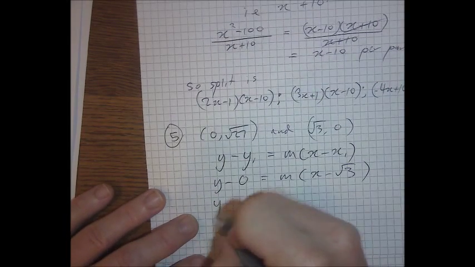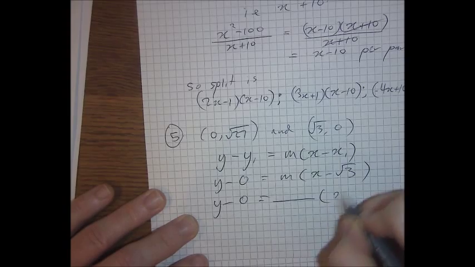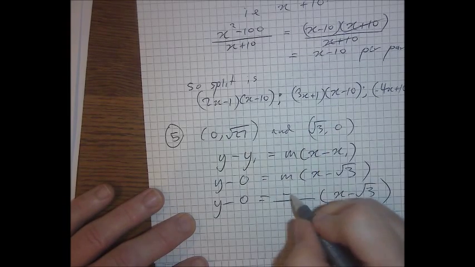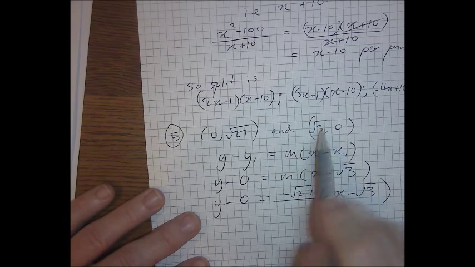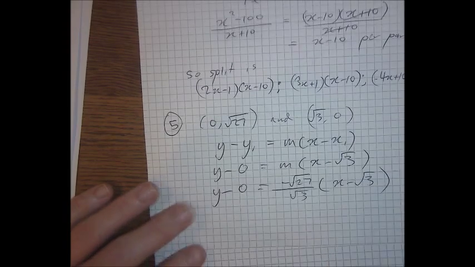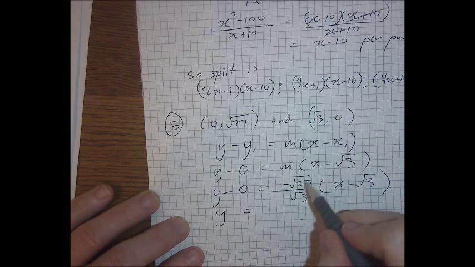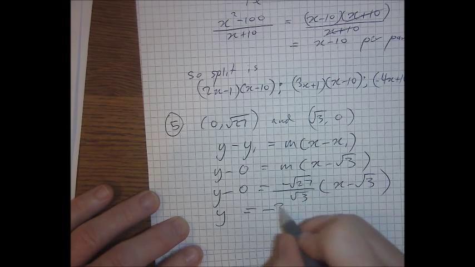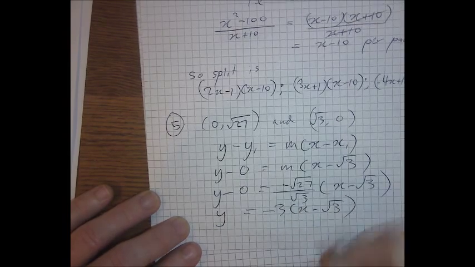The formula gives you a fraction. Top of the fraction is this minus this, the y coordinates. Bottom of the fraction is this minus this, the x coordinates. So simplifying, that's root 27 divided by root 3, that's root 9, which is 3, so it's negative 3. And there's your equation.